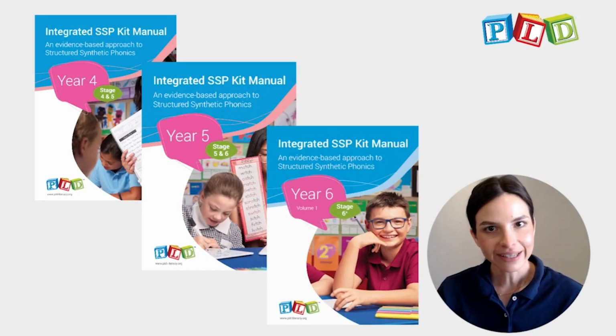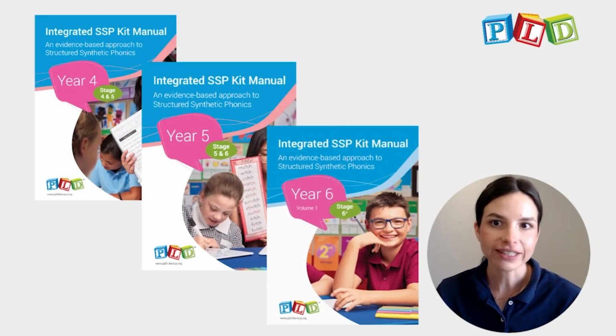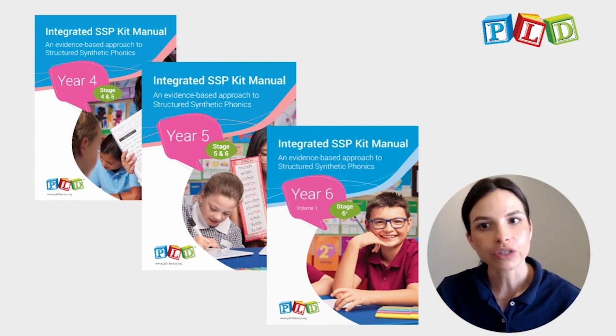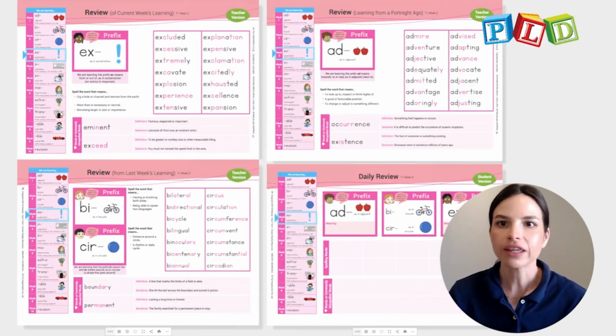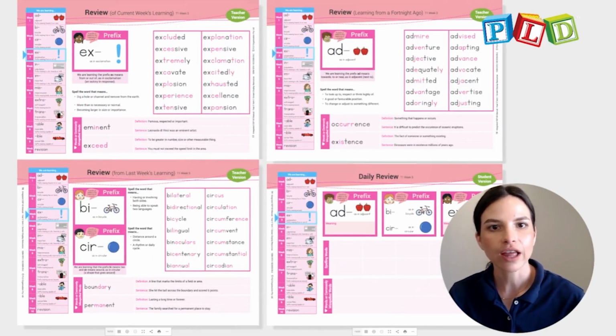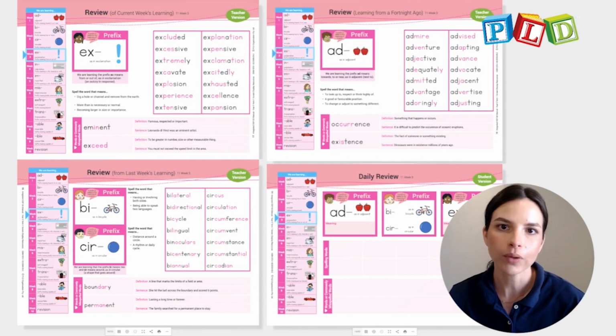The new SSP Integrated Kits from Year 4 to 6 have been refreshed with a new look to increase functionality and usability. The demonstration video will cover how a Year 5 classroom teacher can utilize the new digital displays to accommodate their 3 teaching groups.